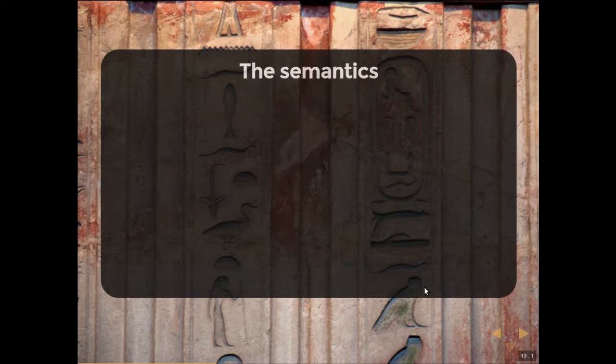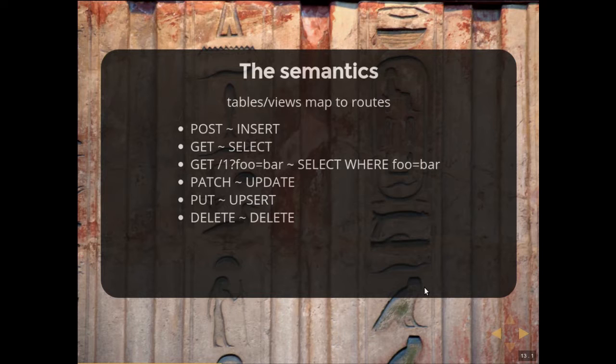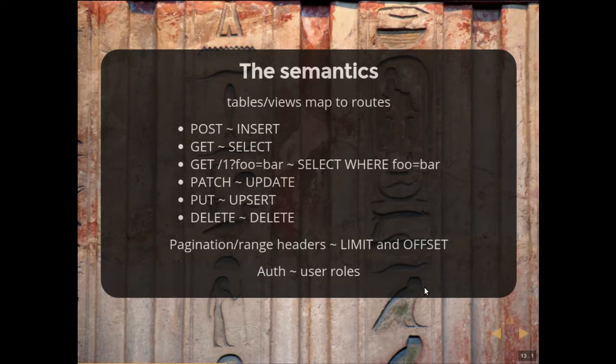The concept here is all REST semantics can be mapped to your DB schematics. Your tables or views in your database, they map to a REST route. And all the CRUD operations, they have their place in the database as well. Your post becomes an insert, get becomes a select, and then get with params becomes a select with a where condition, and patch is approximated update, and put is upsert. And delete is your delete. You can also handle pagination and ranges using limit and offset. These will be set in the header. I'll be showing that in a short while. And authentication is handled by the concept of user roles.